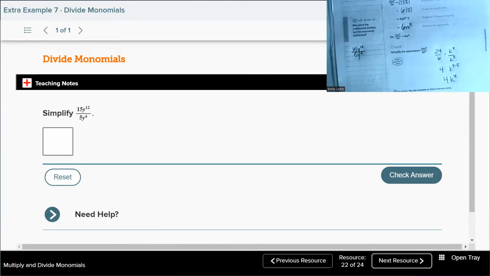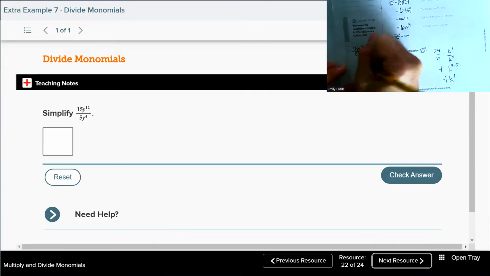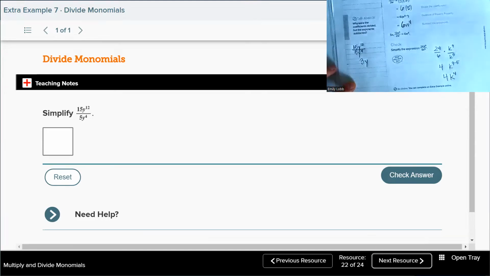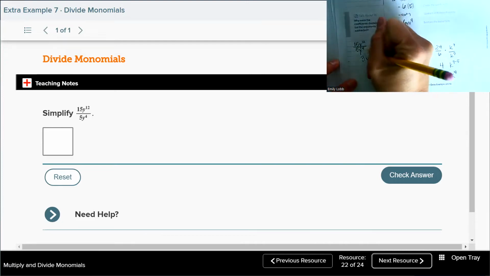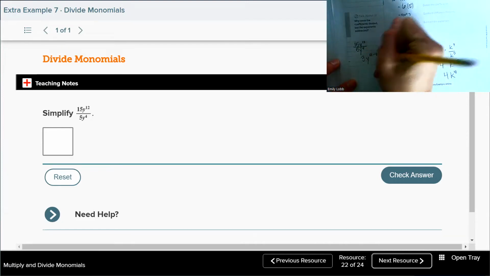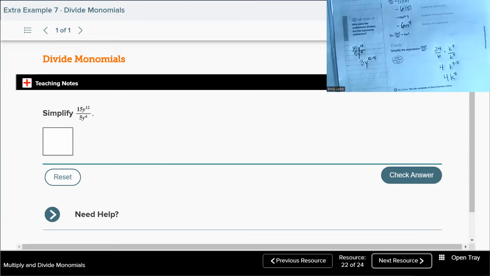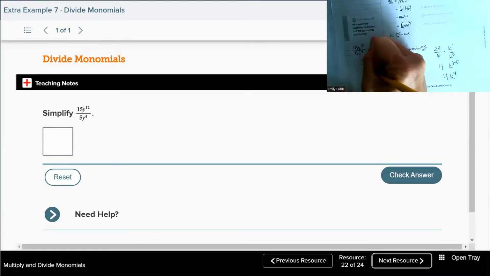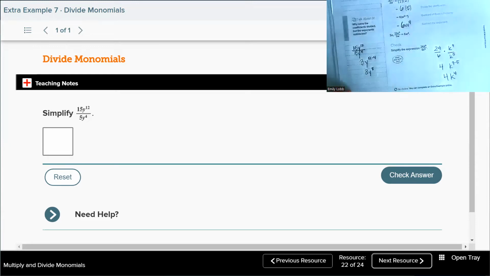All right, so what's 15 divided by 5? 3, fantastic. And then if we were writing out our quotient of powers property, we would have y to the 12 minus 4. What's 12 minus 4? 8, excellent. So we have 3y to the 8th. That was our extra check.